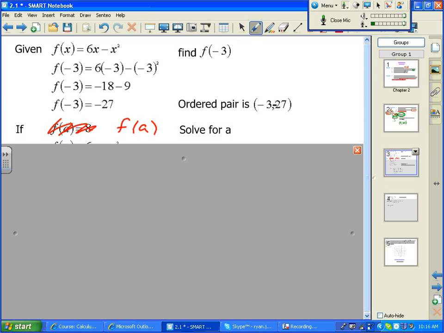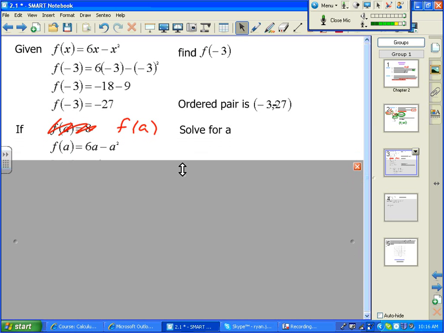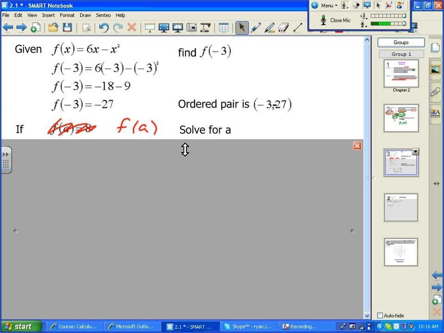I want you to find f of a using the same particular function. It's not a whole bunch to do here, but we're going to use the same f of x. I want you to write f of a instead of f of a number. Still plug in the same particular value for whatever you're plugging in for x. It doesn't have to be an integer though. It can be a letter. And it's going to lead us into something on the next slide.